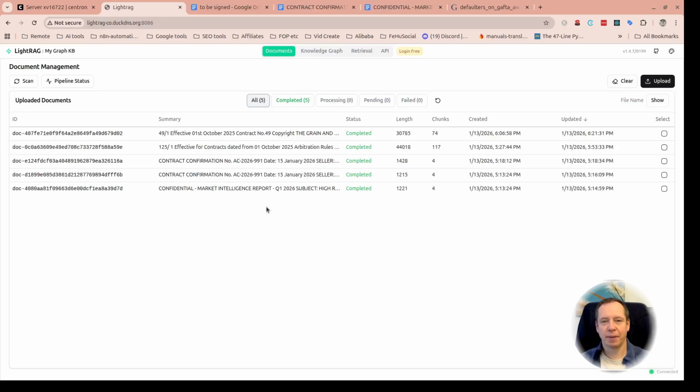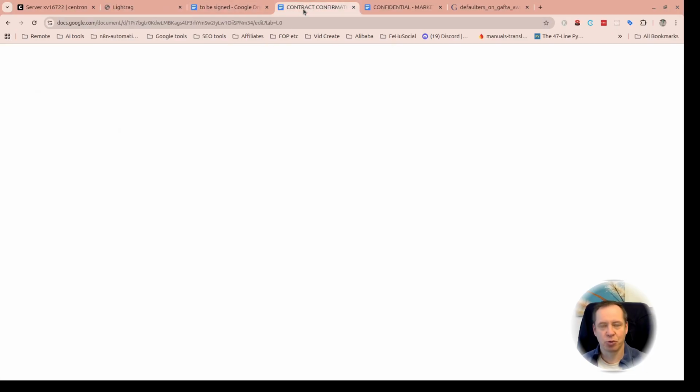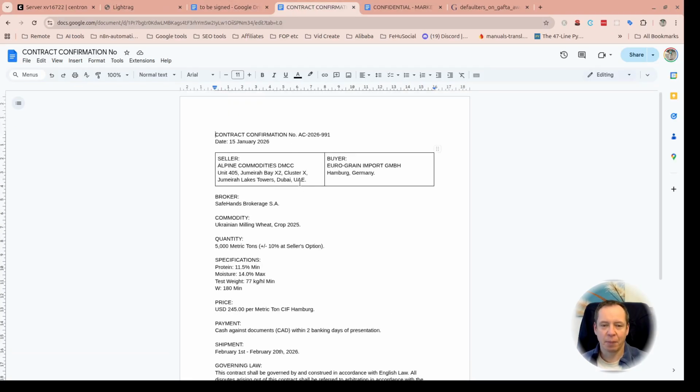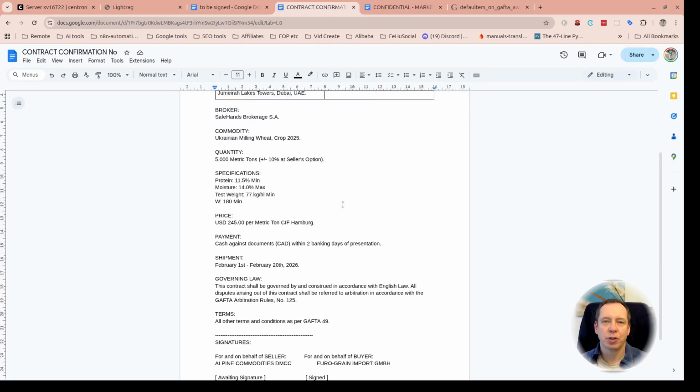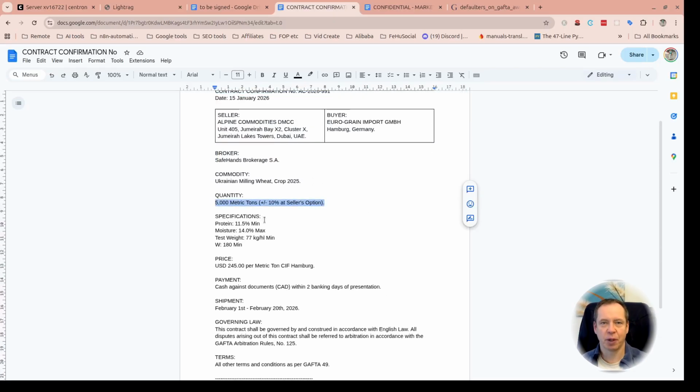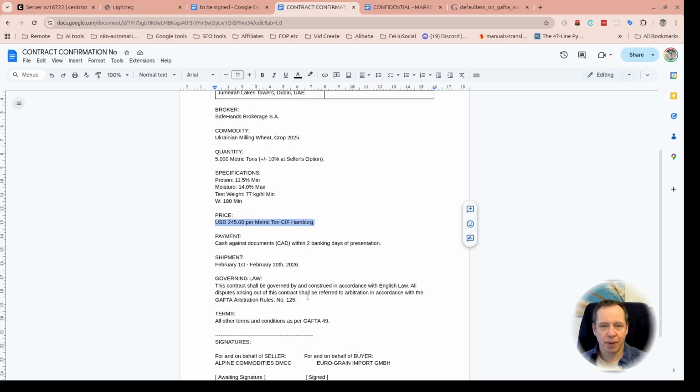Let's roleplay. We are the trading desk at Eurograin Import GmbH in Hamburg. We are looking to buy Ukrainian milling wheat. A broker introduces a new supplier, Alpine Commodities DMCC. They send over a contract. We open it. It looks perfect. 5,000 metric tons, $245 per ton. Terms per GAFTA 49. On the surface, this deal is clean.